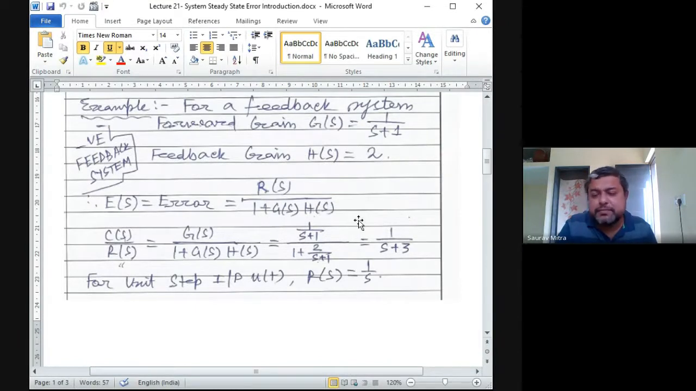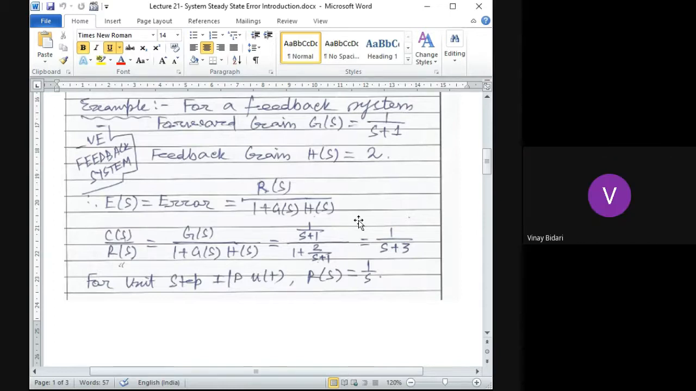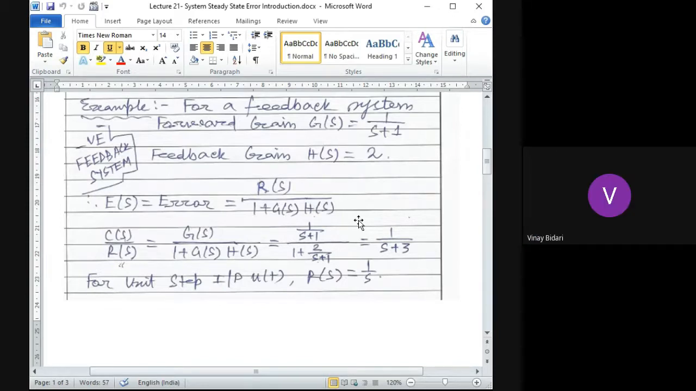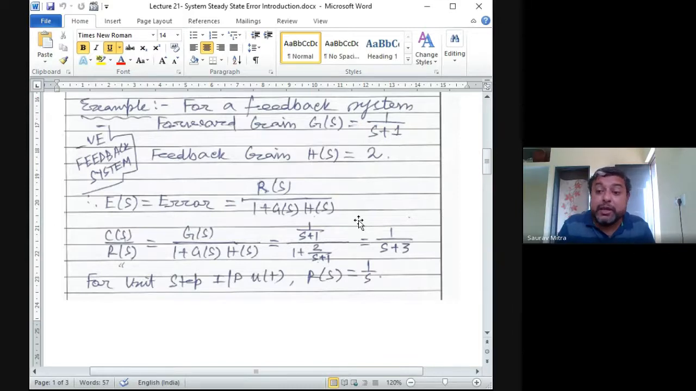What is R(s)? 1 by s. Not every time R(s) will be 1 by s. What do you call it? Sir, Laplace transform of the input. Correct. So input can be step, in that case R(s) is 1 by s. Input can be ramp. In that case, what is the Laplace of ramp?